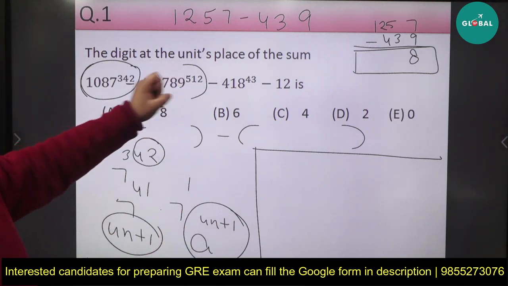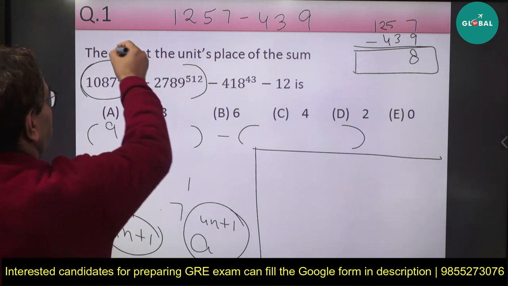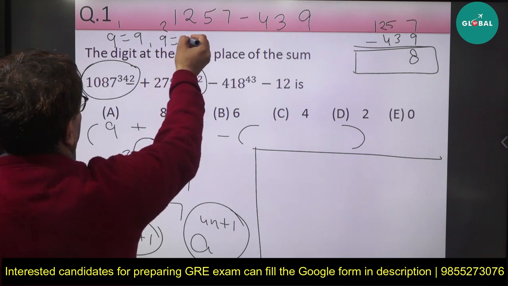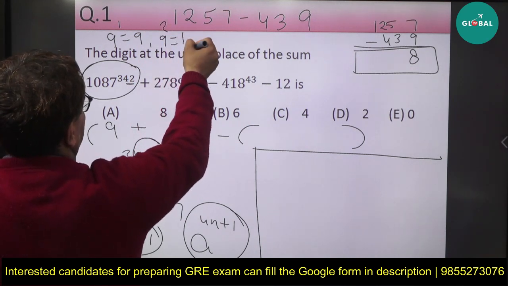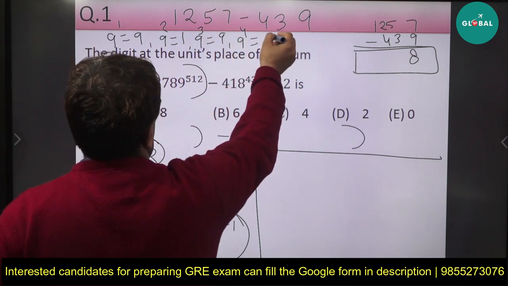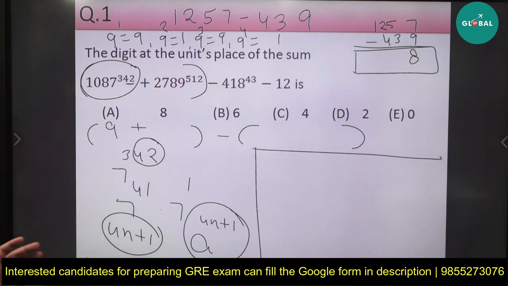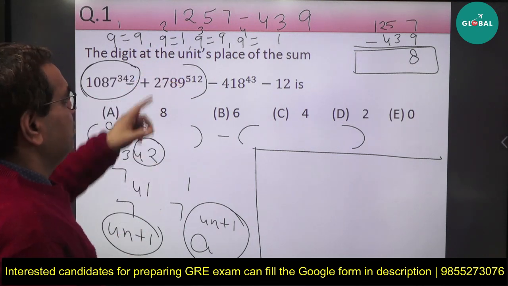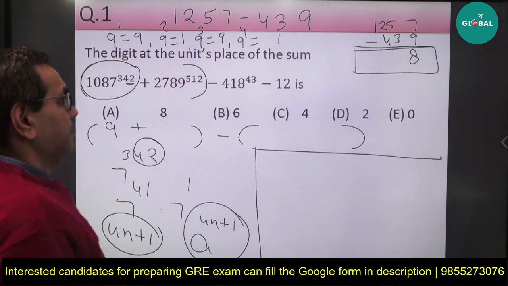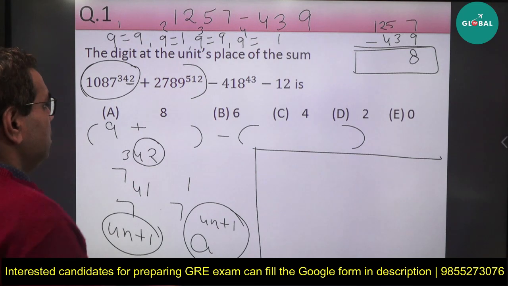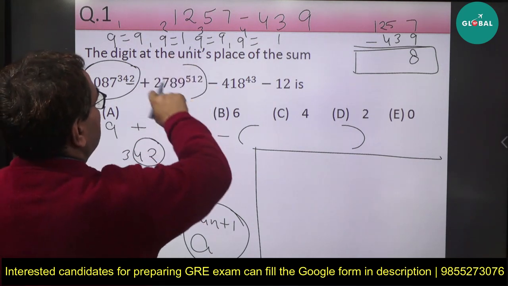Now in case of 9, we know that 9 to the power 1 is 9, 9 to the power 2 is 81. So unit place digit is 1, 9 to the power 3 is again 9, 9 to the power 4 is 1. So if we have even power of 9, the digit at the unit place always comes 1. Okay, 9 के unit place पे जो digit आती है हमेशा क्या आती है, 1 आती है अगर power में even number है, और odd number है तो 9 आता है. ठीक है, so this is even number, so the digit at the unit place of this will be 1.